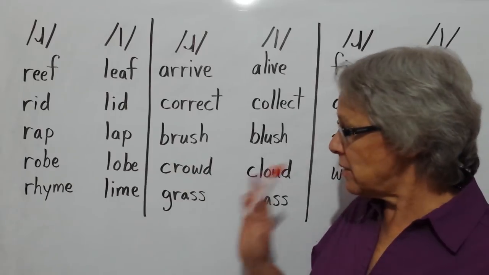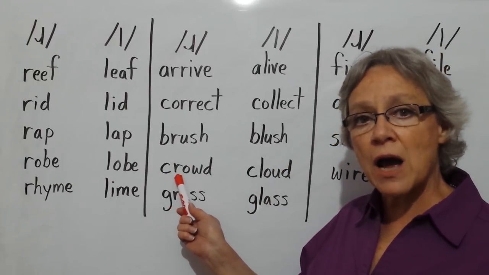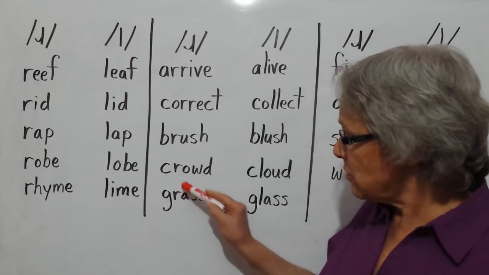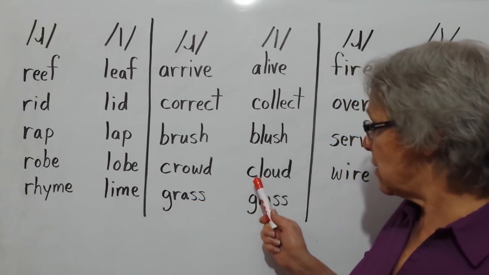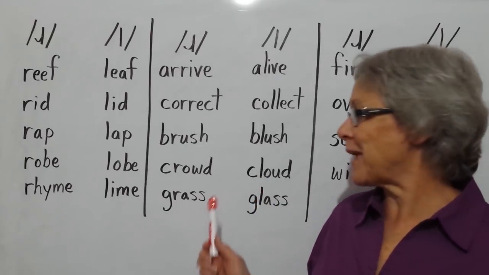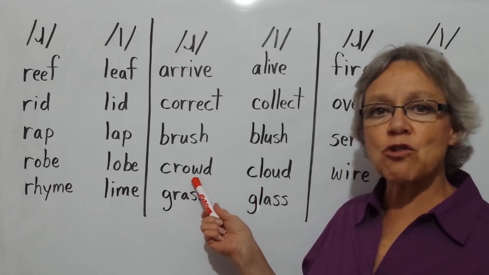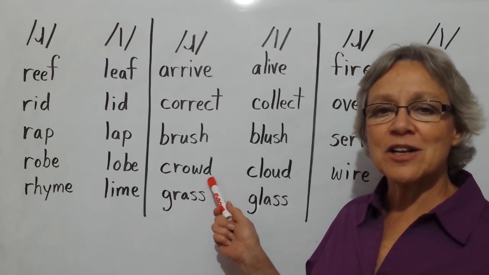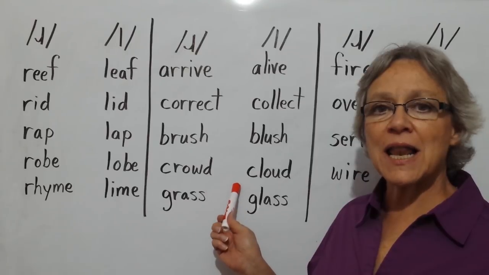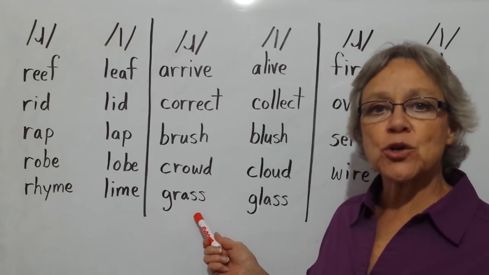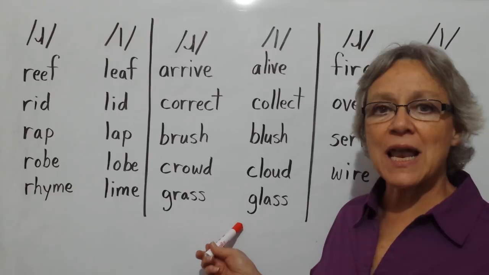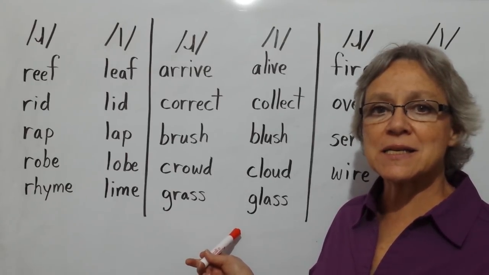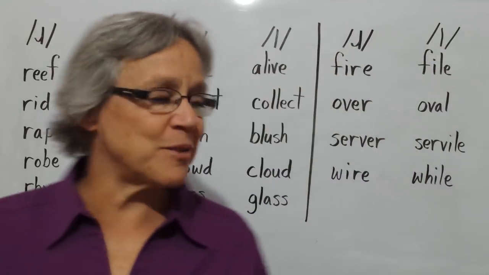And the same thing here and elsewhere. Crowd, it's k, r. There's no vowel sound in there. There's no vowel sound between the G and R, or between these two and these two, okay? All right. Crowd. Cloud. Grass. Glass. All right, now for the last two columns.